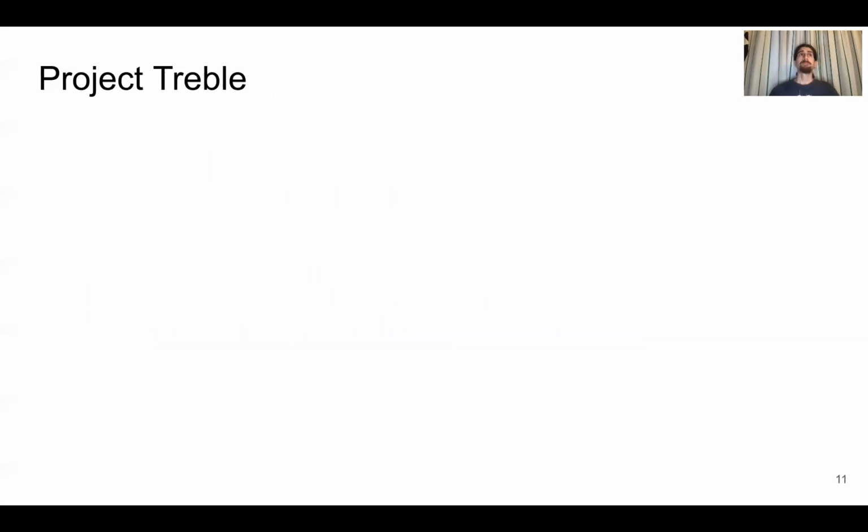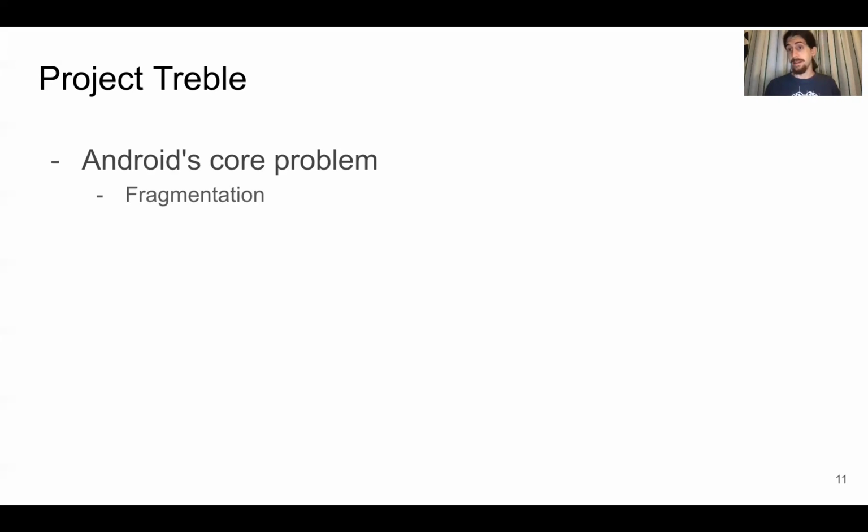All right. So in terms of security bugs, there was a main news maybe a couple of years ago called Project Treble. What is it and what kind of problem does it try to solve? Well, one of the core problems of Android is called fragmentation. Fragmentation means that there are many devices out there, and many types of devices out there.